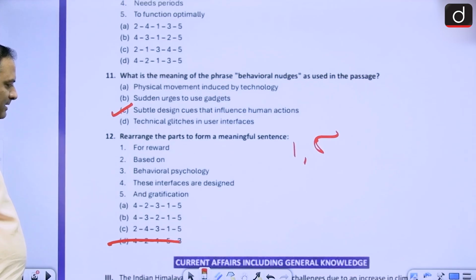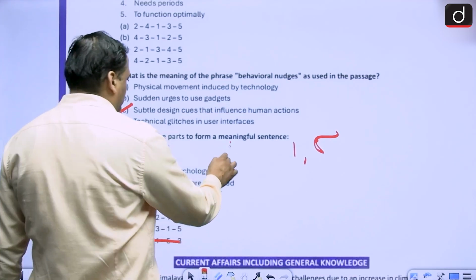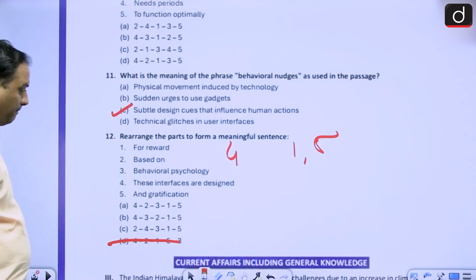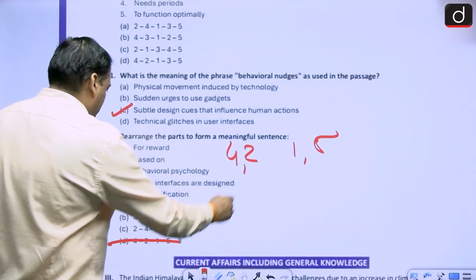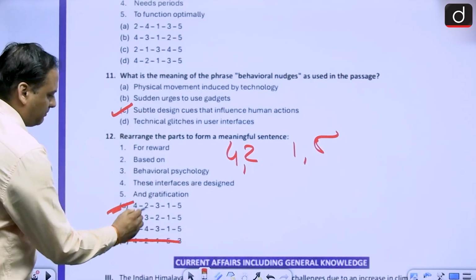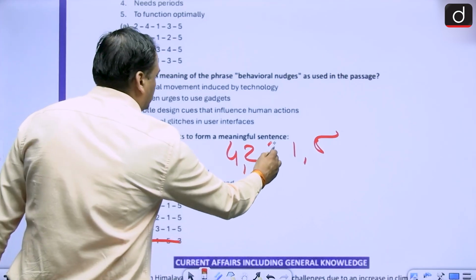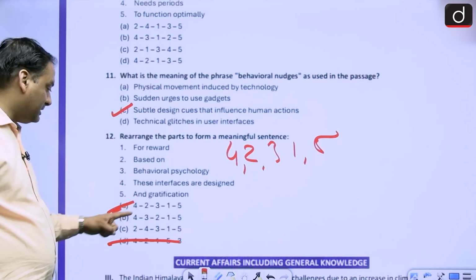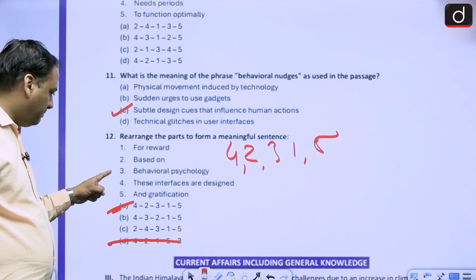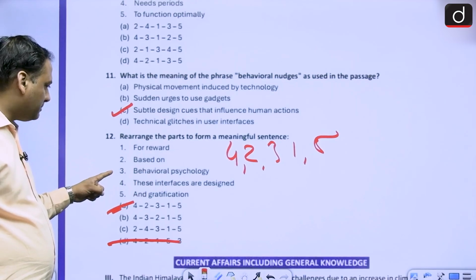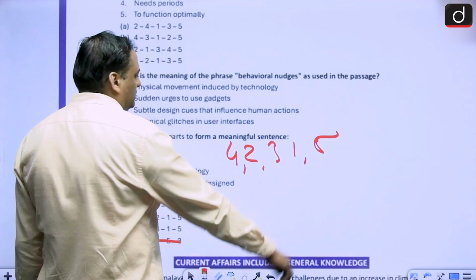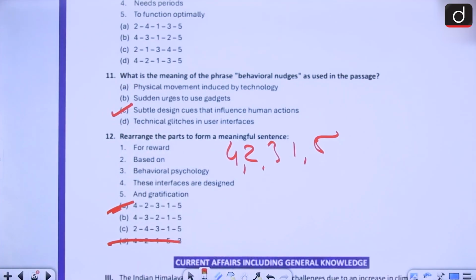So first of all, we should start with this fourth one. These interfaces are designed based on fourth and second. So this is the right answer. Fourth, second, third. So these interfaces are designed based on behavioral psychology for reward and gratification. The right answer is the fourth, second, third, first and fifth.